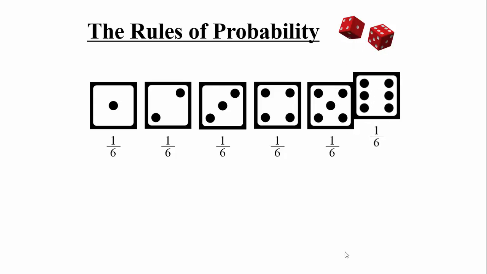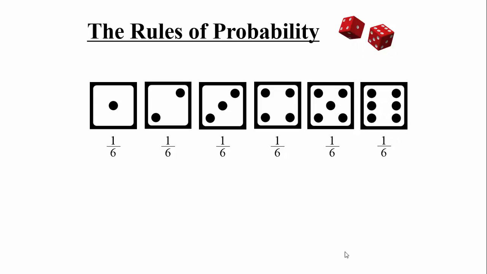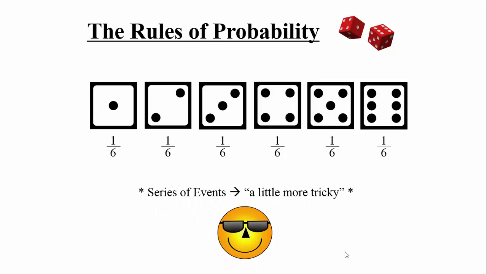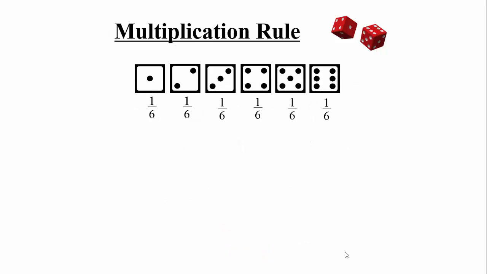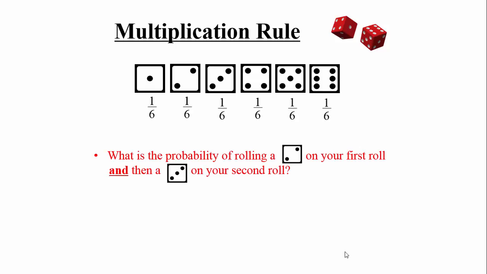3 is 1/6. I think you get the idea. So if we look at a single event, in other words, rolling a 1, 2, 3, 4, 5, 6, any of those individual events, the probability of any one of those happening is 1/6. So it's very, very basic. When we talk about a series of events, things get a little more tricky. And this is where we have to discuss the rules of probability a little bit further. The first rule is called the multiplication rule. And what the multiplication rule is, let's ask a question like this, for example.